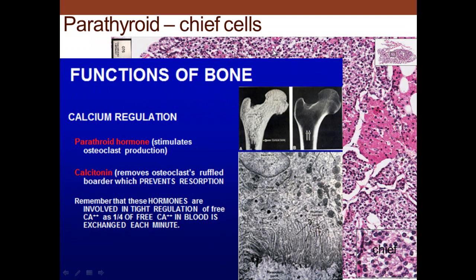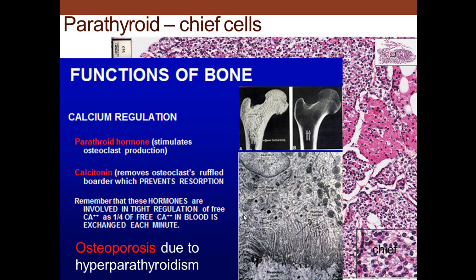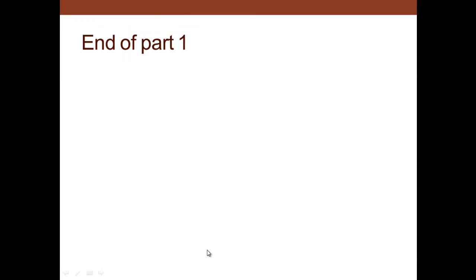And as we mentioned, the chief cells produce the parathyroid hormone, which stimulates osteoclast production. So it makes a lot of cells that eat bone, and when it's eating the bone, it adds to calcium levels in the blood. So osteoporosis, hyperparathyroidism is one of the causes of it. So if you have too much parathyroid hormone, then you can break down bone too much, and that's osteoporosis. The end of the first slide.